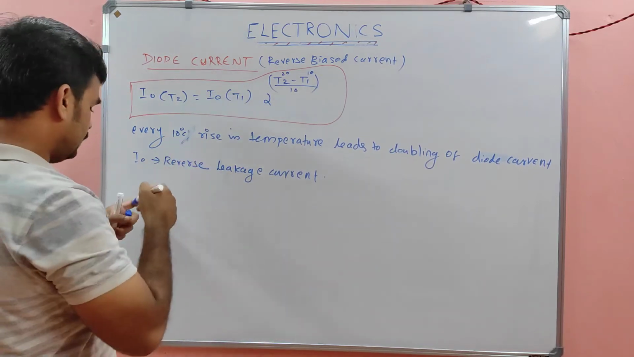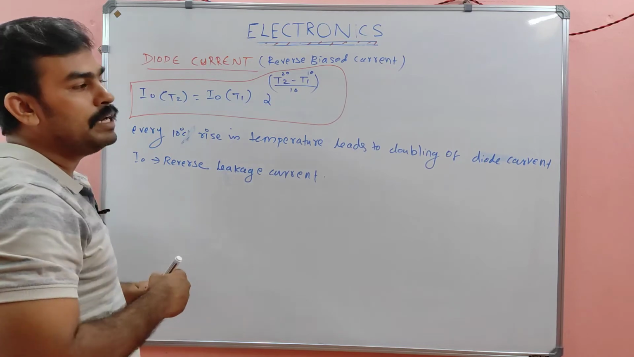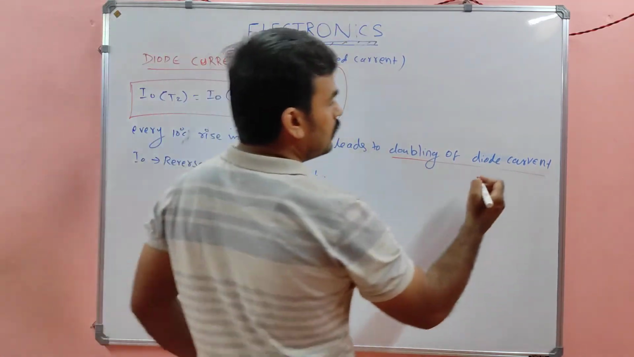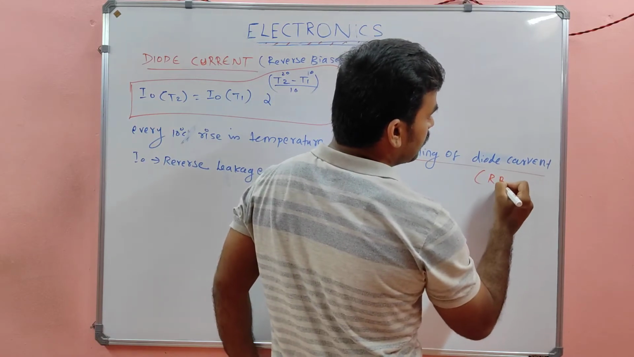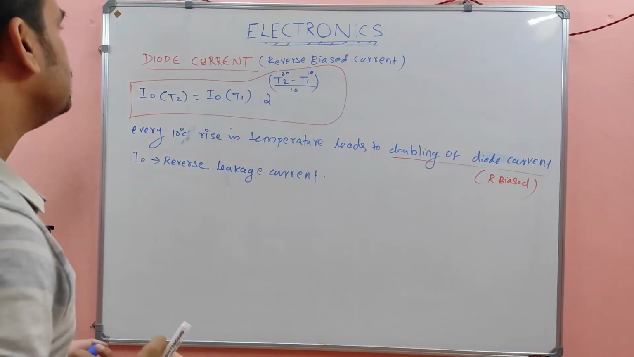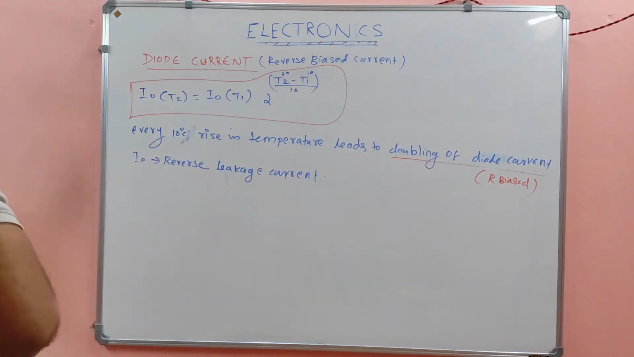That's all. It is written here: every 10 degree rise in the temperature leads to doubling of diode current. I will mention here, in reverse biased condition. That is the dependence of temperature on the reverse current in a diode.